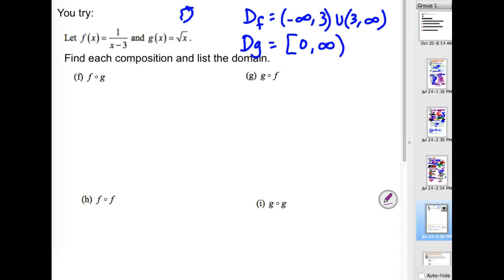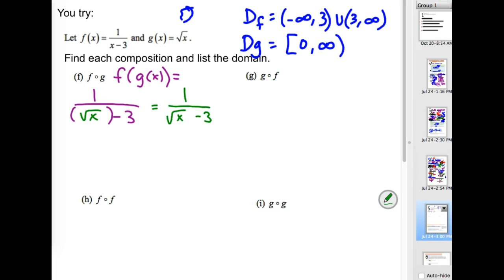All right, let's look at compositions now. The first one says take f of g. So we're taking f and we're going to dump g inside. So my function f is 1 over something minus 3, and I'm going to dump g into it. So I'm going to have a square root of x being dumped in there. Okay, now there's really nothing we can do to simplify that other than take out those parentheses.